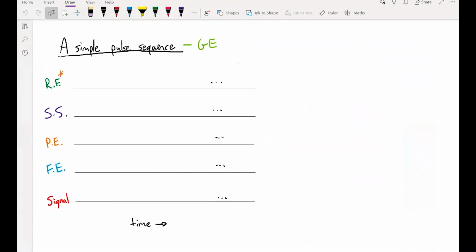So this is the first time that we're going to be putting all of our knowledge together into talking about what actually happens during an MRI sequence. That's drawn on this 5-lined diagram called a pulse sequence diagram. And I'm just going to walk you through this.